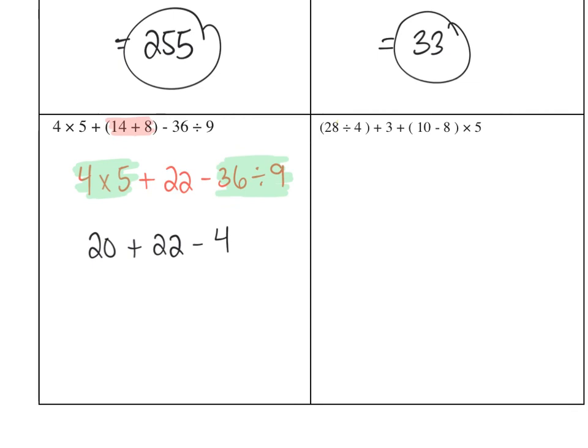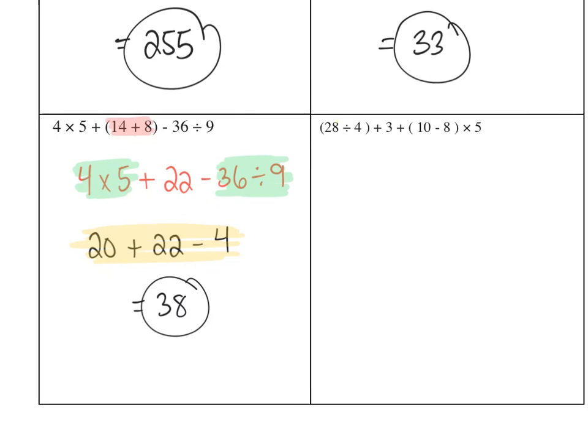And then the last step, as in all of these in PEMDAS, is subtracting from left to right. So I'm just going to add and subtract from left to right. So I have 20 plus 22 minus 4 is 38. So my final answer is going to be 38.